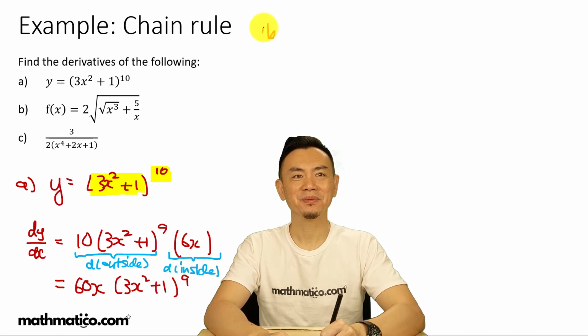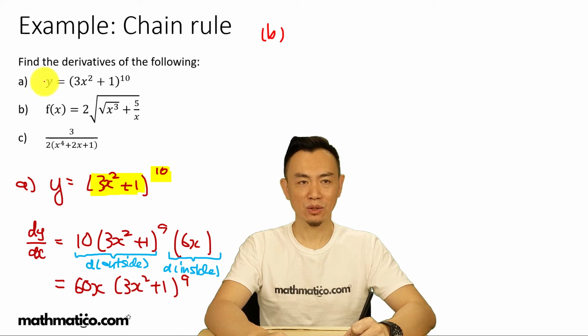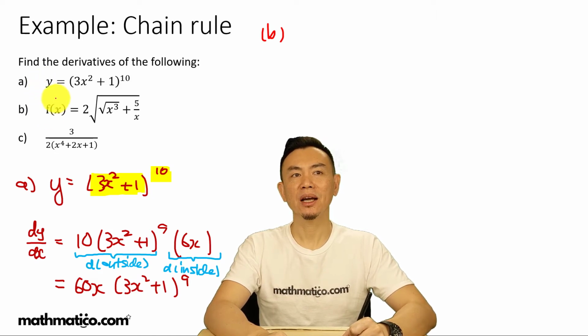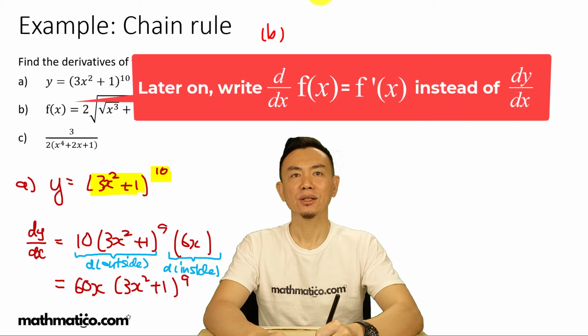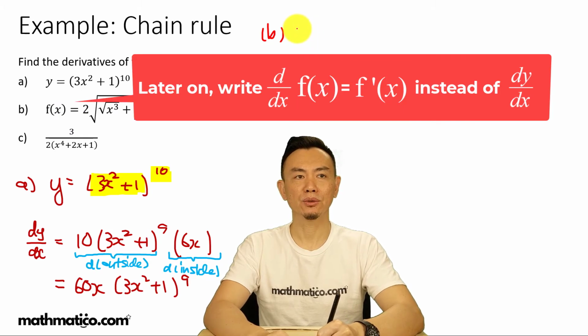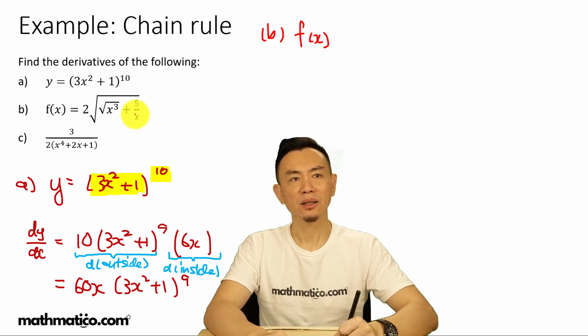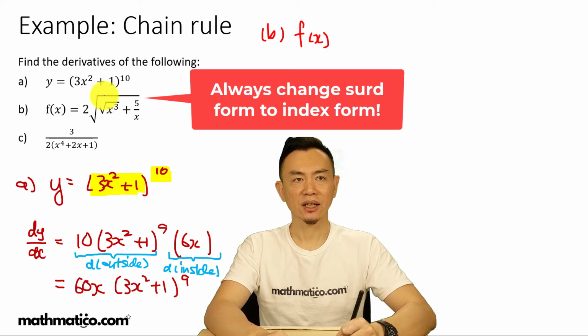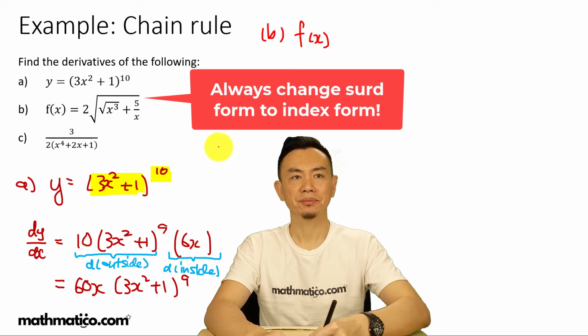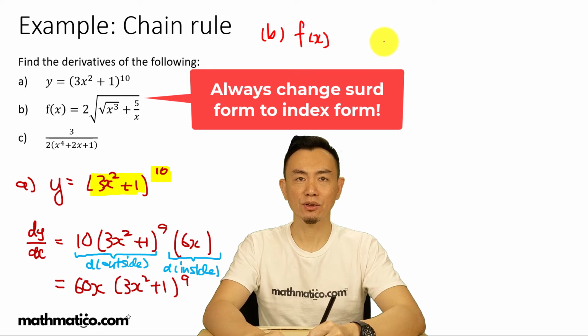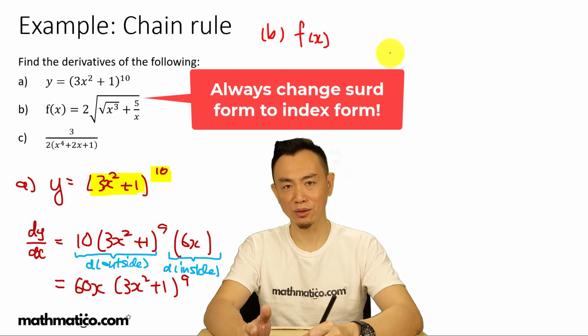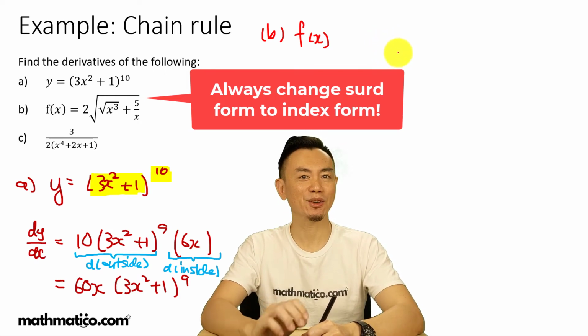Alright, part B. In part A, the question is given as y. In part B, we have f(x) instead of y. So this means that we have to write the notation a little bit differently. We will have f(x). There's no y here. And we see the expression given here comes with surds, that means like square root. We have to change them to index form. In differentiation, you do not deal with surds. You always change it to index form.